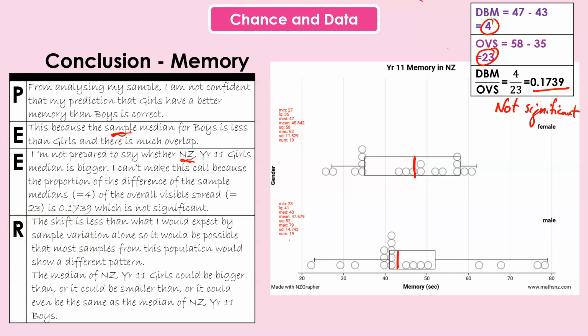So then giving relevance to that, the shift is less than what I'd expect by sample variation alone, so it would be possible that most samples from this population would show a different pattern. The median of the Year 11 girls could be bigger than, could be smaller than, or could even be the same as the median of the New Zealand Year 11 boys. So the key thing is identifying when you are talking about the population and when you are talking about the sample.